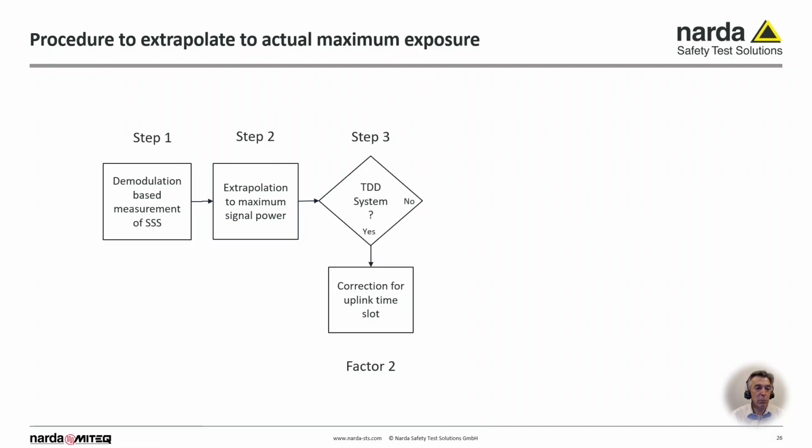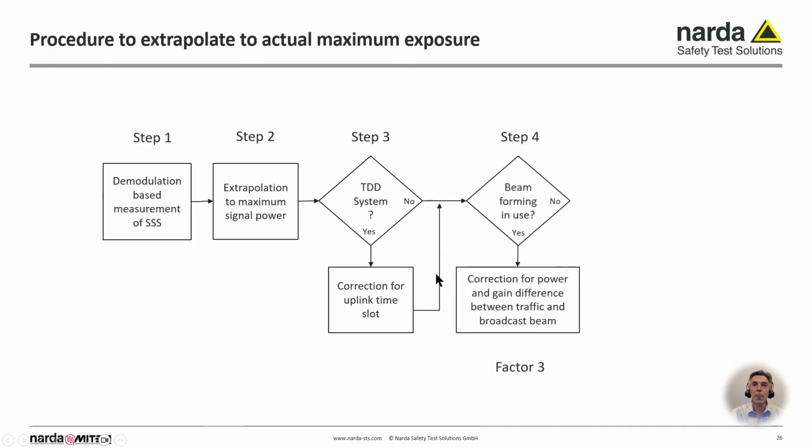As I mentioned, TDD means sometimes the base station is transmitting, sometimes the mobile phone is transmitting, and we don't want to make an unfair calculation. We just want to measure the amount of the base stations, and that's why we have to reduce this 100% time consumption, which we have in the extrapolation to the maximum power. We have to reduce it by the TDD factor because the base station does not transmit all the time. Okay, so we have here a factor 2, and the factor 3 comes from the beamforming.